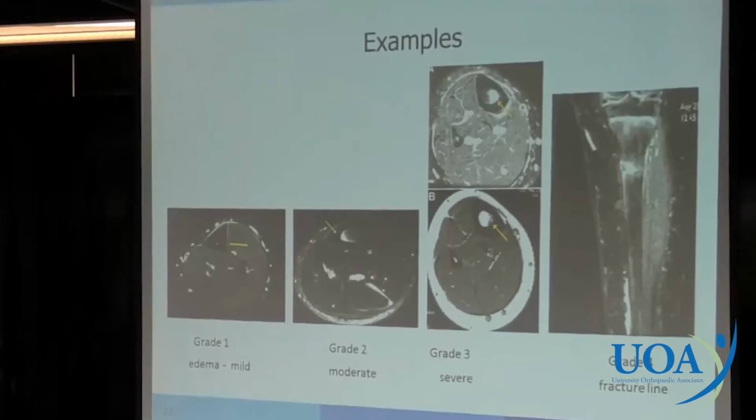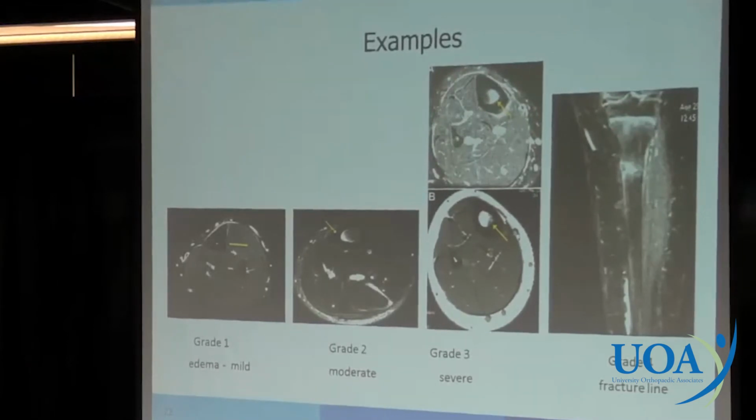So we end up using that to help prove that we are dealing with a stress reaction of the bone. Grade two is more marrow edema. You can see that where the yellow arrow is. Grade three tends to be on both sides, periosteal and marrow edema, and that's the more severe stages. And a grade four, there's an actual fracture line breaking through the cortex.